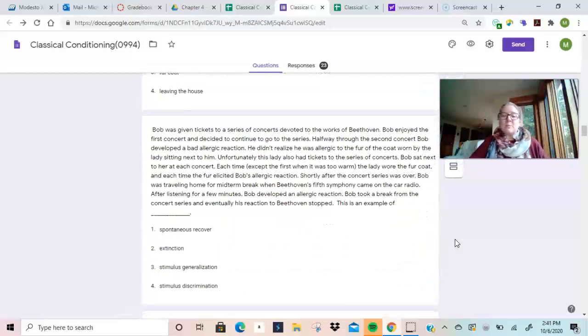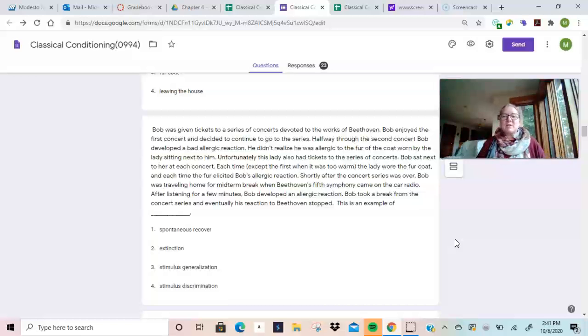So Bob took a break from the concert series, and eventually his reaction to Beethoven stopped. This is an example of extinction. Okay, I hope this helps you get a better grasp. I know we could go over all of them. We're not going to today, but I hope that this helps you have a better understanding.